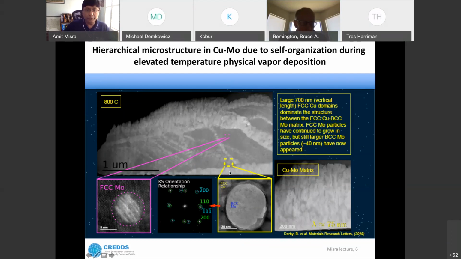And the moly precipitates are two kinds. The very small ones are FCC, which is not the equilibrium structure of moly. And the larger ones, about 20 nanometer or larger, are body-centered cubic moly. So it's a complete complicated structure with many phases, many morphologies, many length scales.